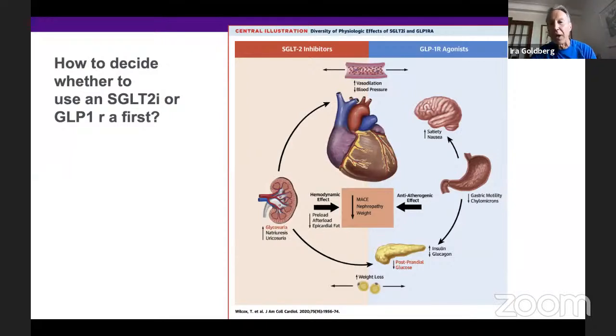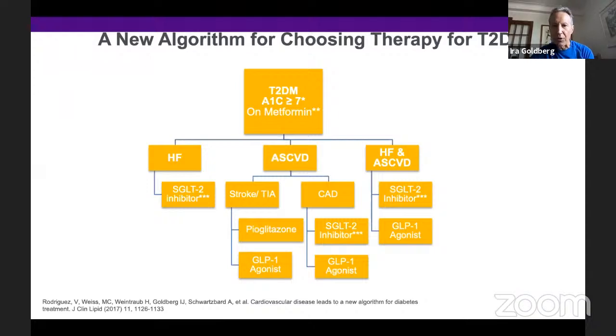Okay, so how do you decide which of these drugs to use? You have a drug that causes renal wasting of glucose that you can take as a pill. And then you have a drug that you can take as an injection and has better cardiovascular benefits. And it also causes weight loss.